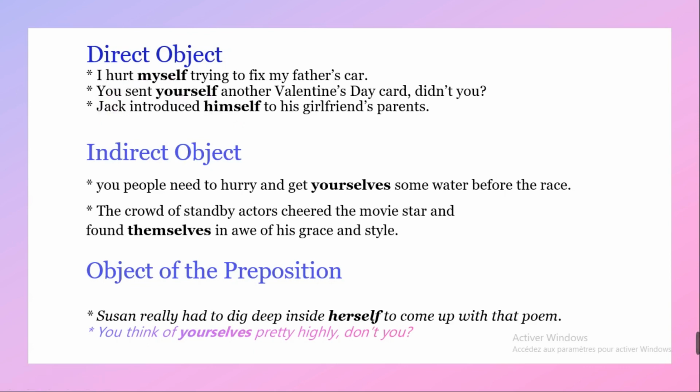Now let's move on to indirect object. You people need to hurry and get yourselves some water before the race. So you people and yourselves. Here you is plural. So the reflexive pronoun here is yourselves. Look here. You sent yourself another Valentine. Here you is singular. So you singular becomes yourself. You plural becomes yourselves.